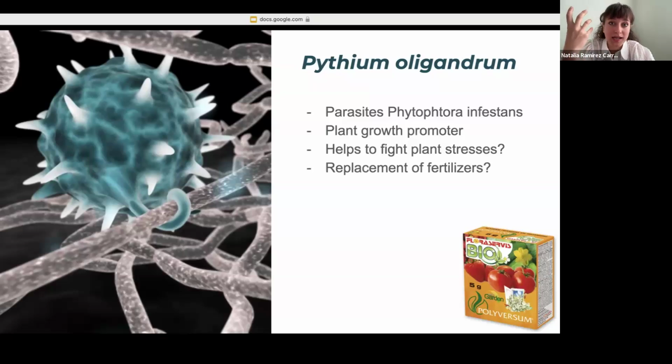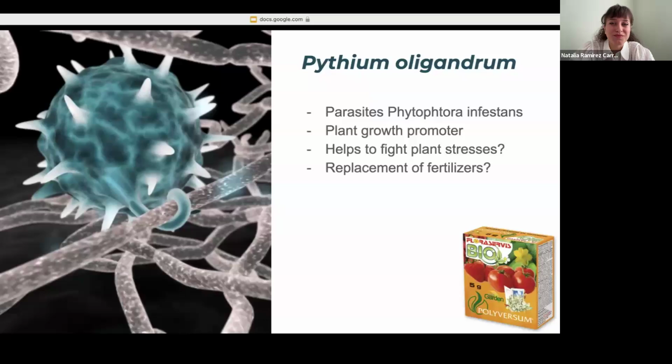So it's a mycoparasite. It's a really interesting organism because apart from being a mycoparasite of this pathogen, it's also a plant growth promoter. It is thought that it can be used when the plants are passing through stress to reduce the stress symptoms. And we also think that maybe it can be a replacement for the fertilizers.